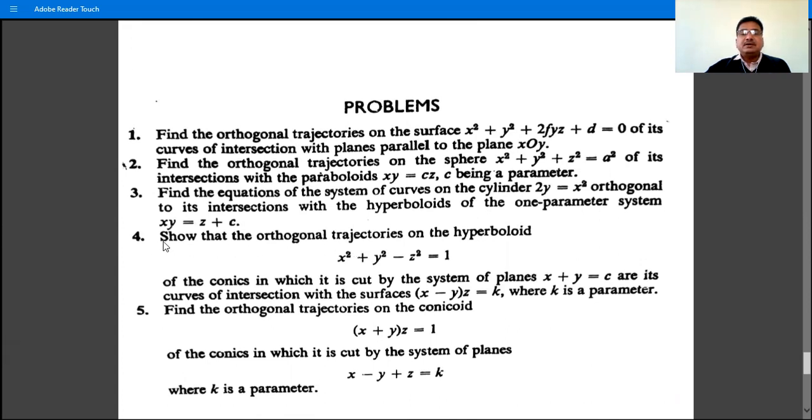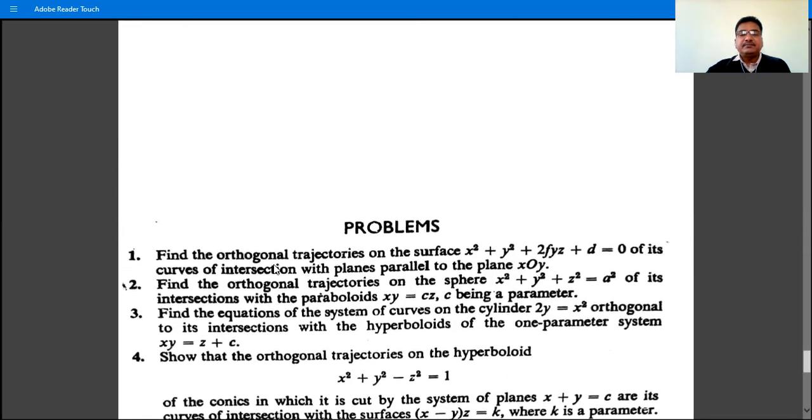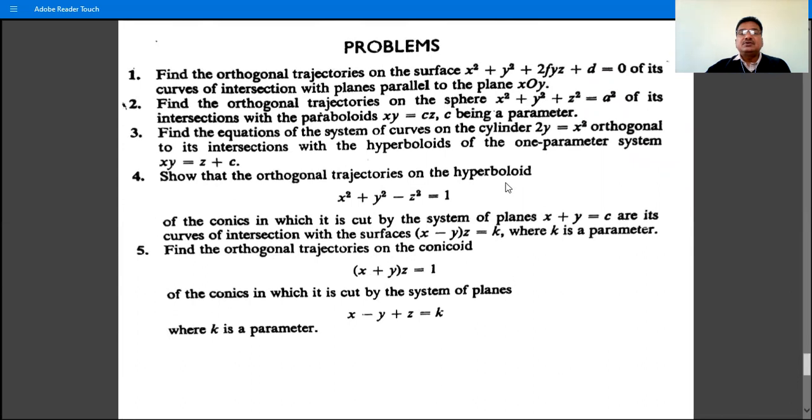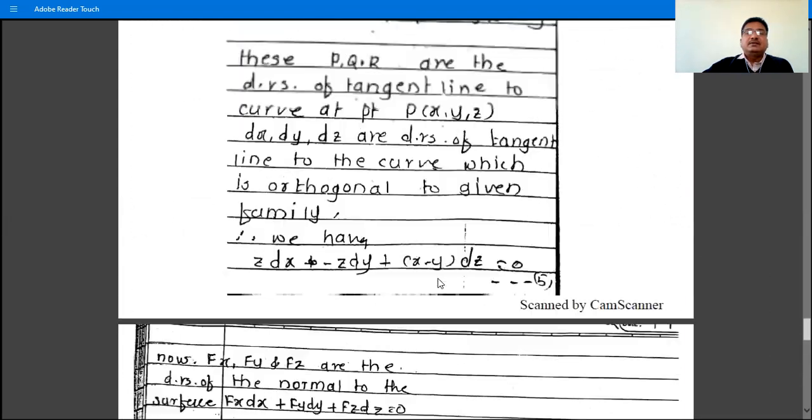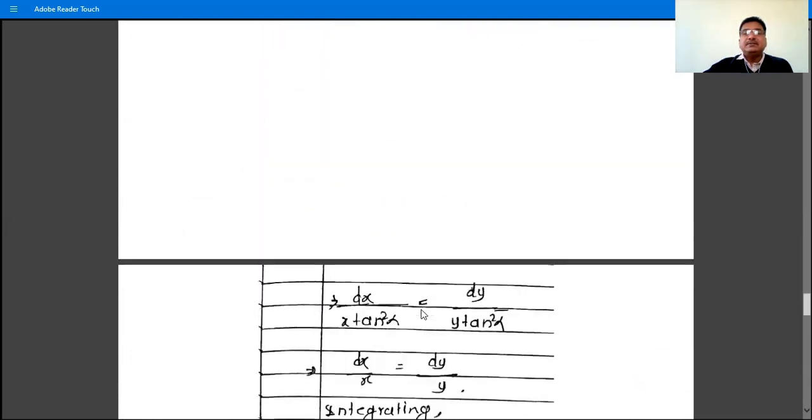Show that the orthogonal trajectories of the hyperboloid of conic, in which it cuts the system x plus y is equal to c, of its intersection with x minus y z is equal to k. So the answer of this problem is what? Show that. So this is the answer: x minus y z is equal to k is the answer. So already the answer of this problem is also given.